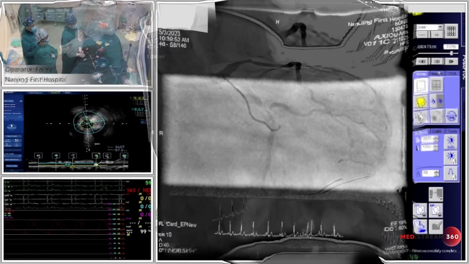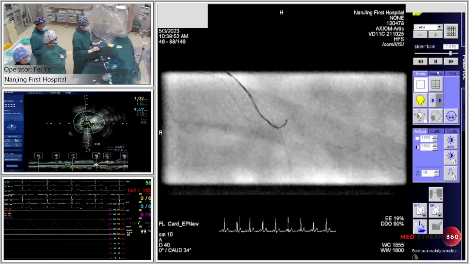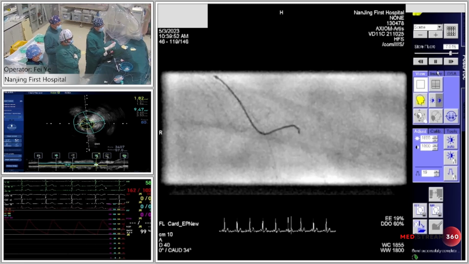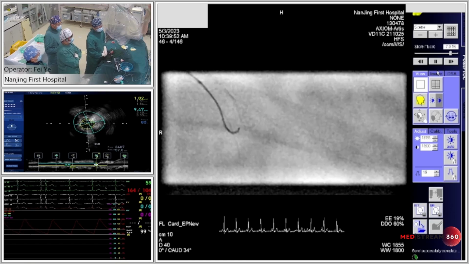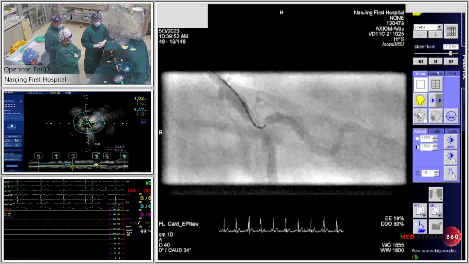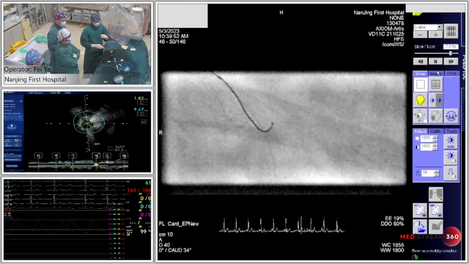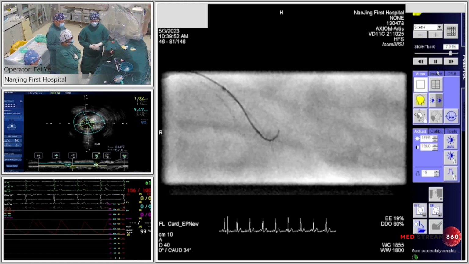Okay. Next, we cannot push the wire, just torque, just rotate. Make sure you can find the wire tip in the OM easily. Yeah, excellent technique. If this procedure fails, we can select another kind of wire with the same shape.